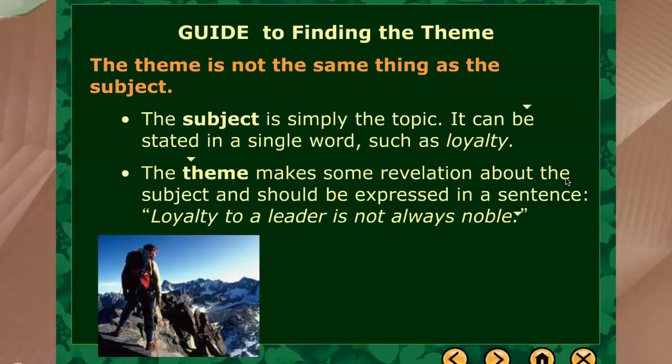And usually with themes, when you expand it into a full sentence, they're really cliche. So like love conquers all. We've heard that a million times. Or, bullying will ruin the world. They're very cliche. But that's okay because that's how you know it's a good theme. Because remember, the theme is the moral of the story. It's the lesson that you learn after reading the book or watching the movie. So instead of just saying loyalty, expand it into a sentence like loyalty to a leader is not always noble.